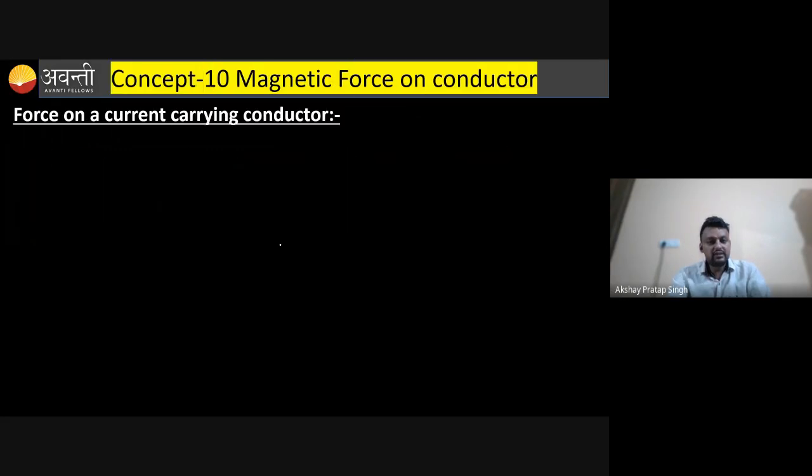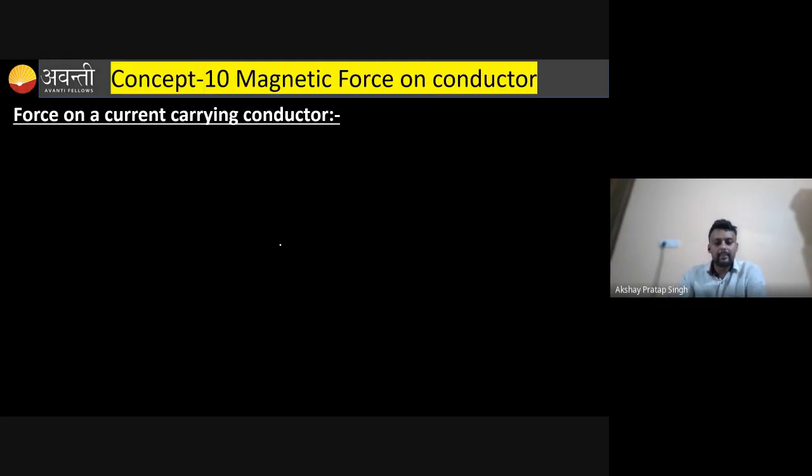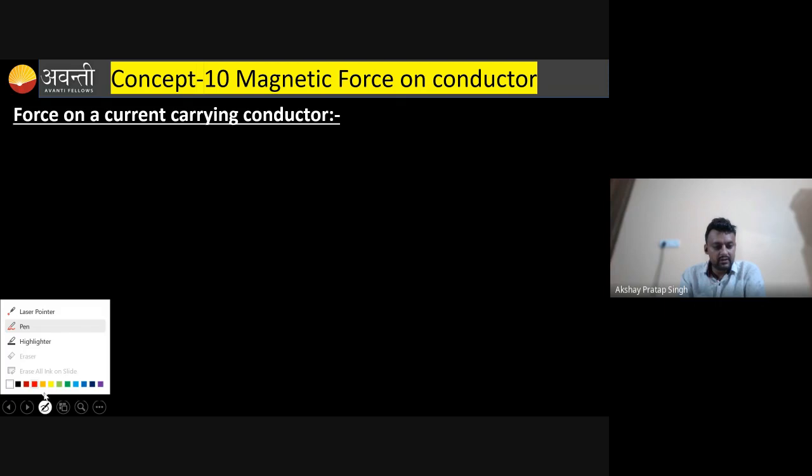Now we are moving towards the next concept. This is the most important concept. Okay. Now listen. This is a very important thing to remember actually. Let's suppose there is a conductor.